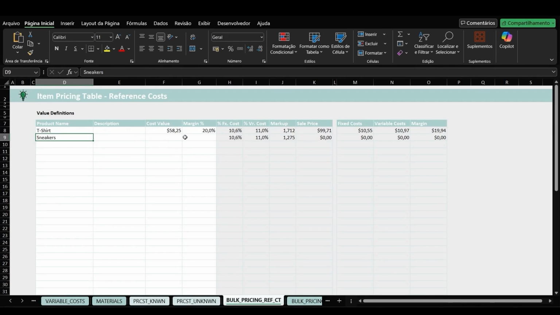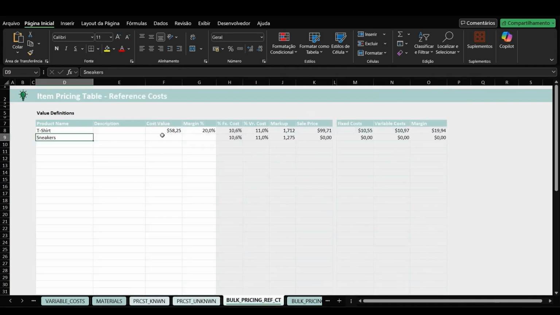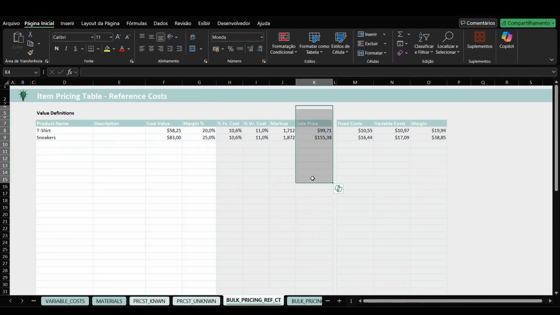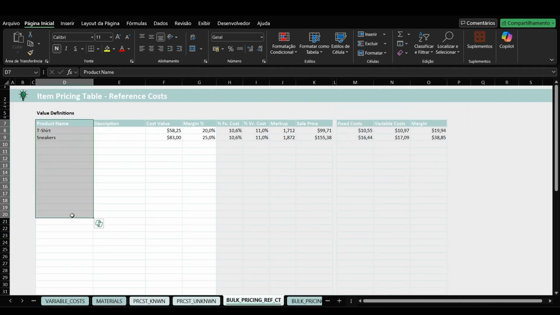In each line, you'll see the pricing we talked about earlier. So, for example, here, in the case of the sneakers, it was $83, my cost, and we priced it with a 25% margin, which is what you remember I changed. The same pricing of $155 that we found earlier. You'll find it here. Here it shows you the selling price, how much fixed and variable cost and margin you'll have, for each line you fill out.